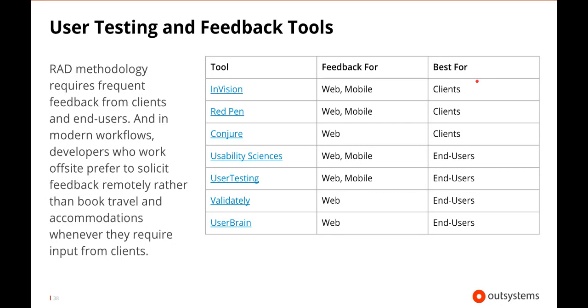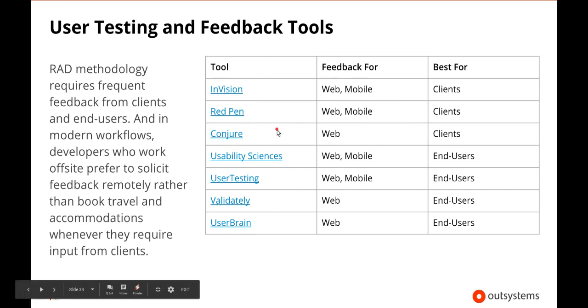Then there's user testing and feedback. These are really critical for recovering feedback remotely. And Envision is one of the tools that's on both the first list and the second list. It lets you get feedback for web and mobile products, and it's the best for clients. But that's basically what this is. You have a whole list of tools that can help you recover feedback from your end user or your client.